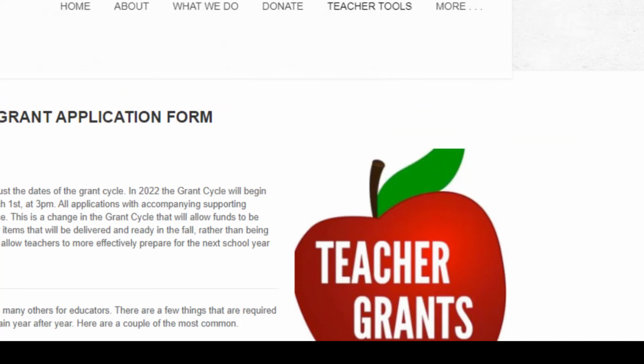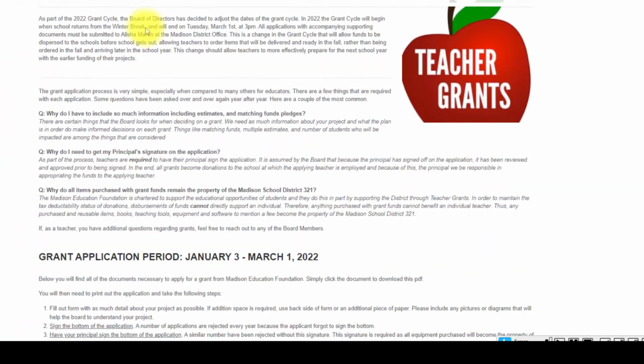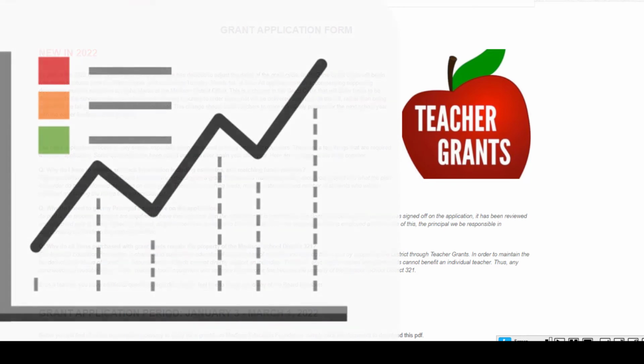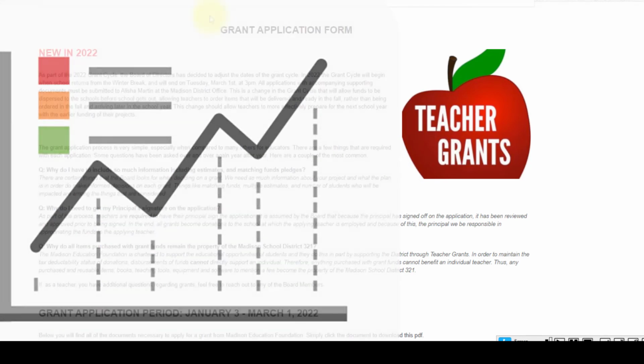As a personal note, over 20 years ago, I was on the first board of the Madison Education Foundation, and we struggled. We wondered if we were ever going to get enough money in the foundation to be able to fund all the projects and to be able to give out the money. We made it through that growing process, and so now the Education Foundation is in fantastic shape.